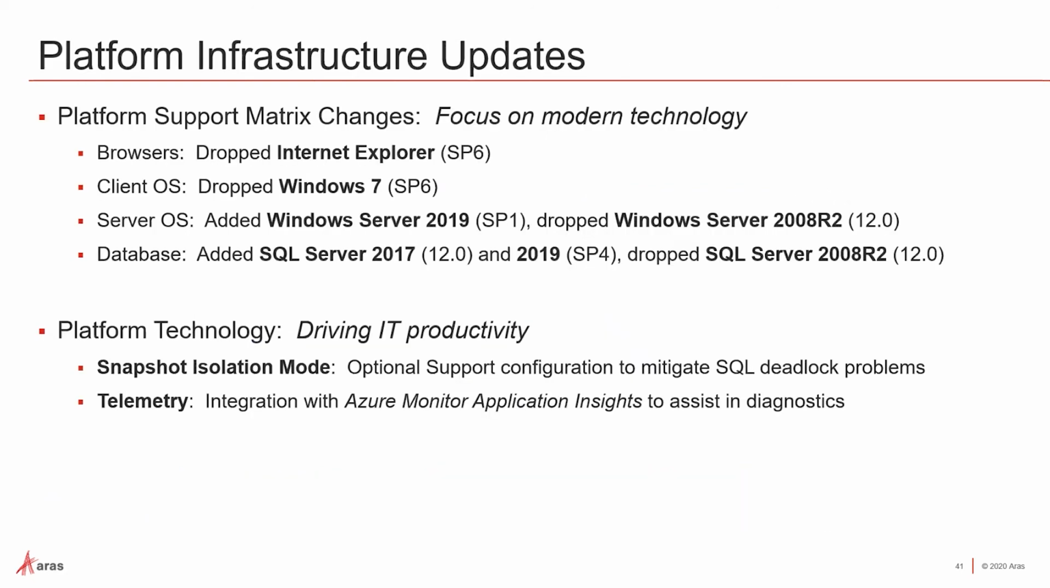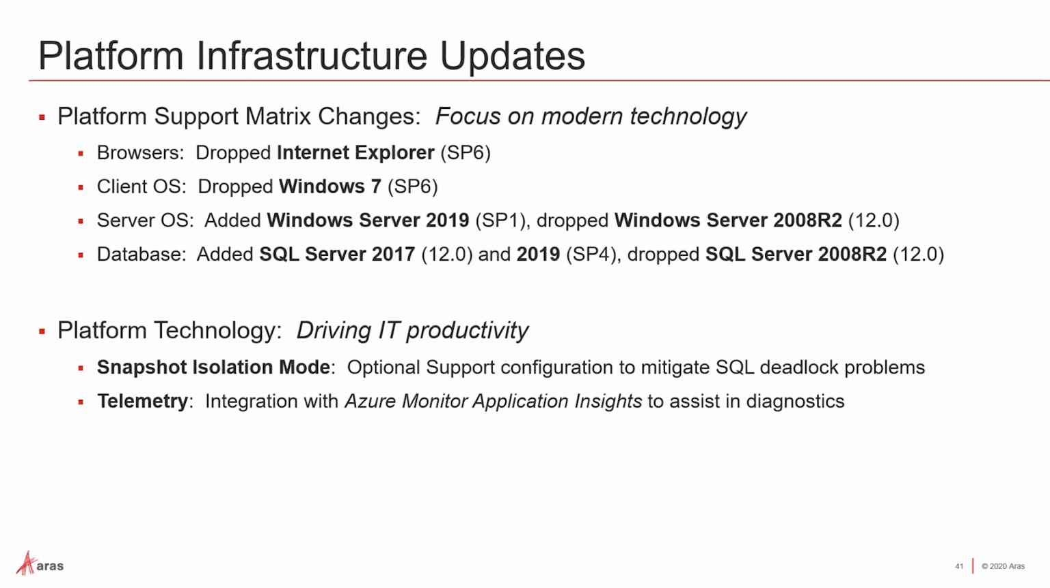Now let's take a look at a few platform infrastructure updates. First of all, we've had some changes in the platform support matrix focused on staying current with modern technology. So on the browser side of things, we did drop Internet Explorer in SP6, and in parallel with that, we dropped Windows 7 as a client operating system. For server operating system, we added Windows Server 2019 and dropped Windows Server 2008 R2. On the database side, we added SQL Server 2017 and 2019 and dropped SQL Server 2008 R2.